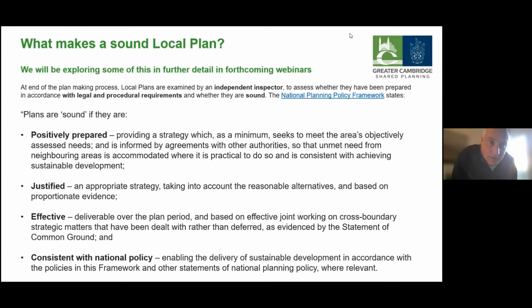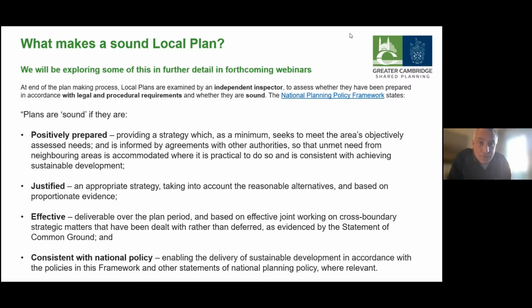So the first test of soundness, is it positively prepared? In summary, that means, does it respond to the needs of the area or the issues facing the area positively? Does it meet those needs? And in some cases, does it also meet the needs of surrounding areas that couldn't meet their own needs? Part of our process is we have to talk to our neighbours and understand the issues facing surrounding areas as well, not just our own, to demonstrate we've positively responded to the challenges, issues and opportunities facing our area.